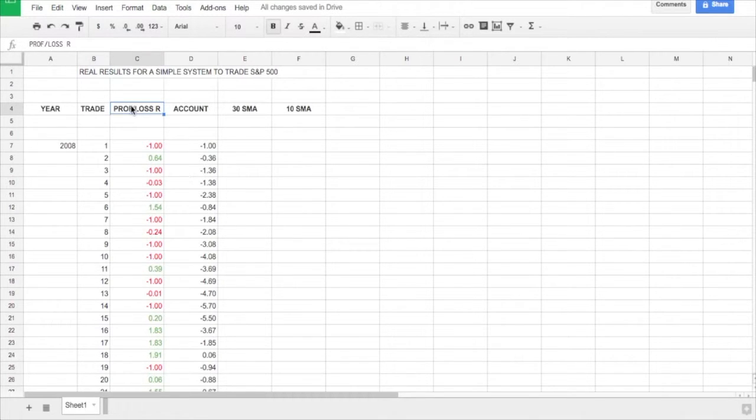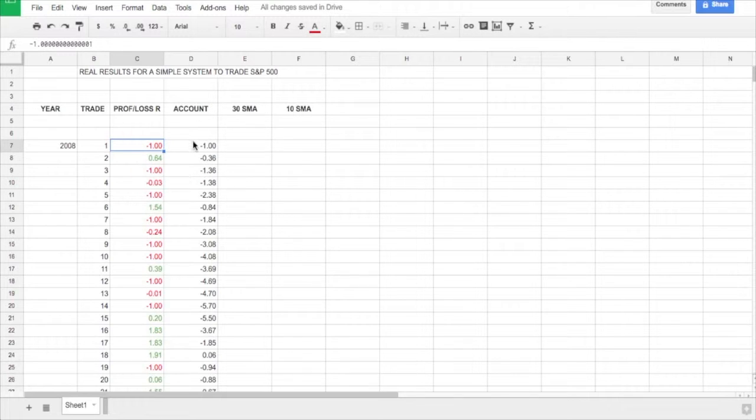Now the profit and loss in terms of R is, for simplicity's sake, let's say that you were risking 2% of your account on every trade. So 2% is equal to 1R. So for the first trade it was a 1R loss. So the first trade would equal a 2% loss.